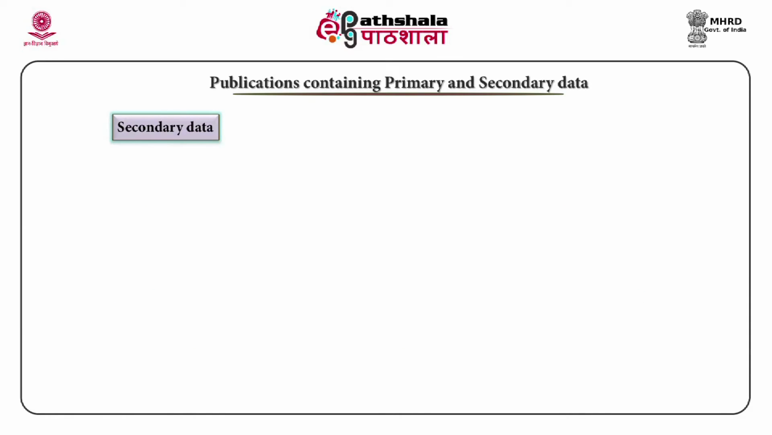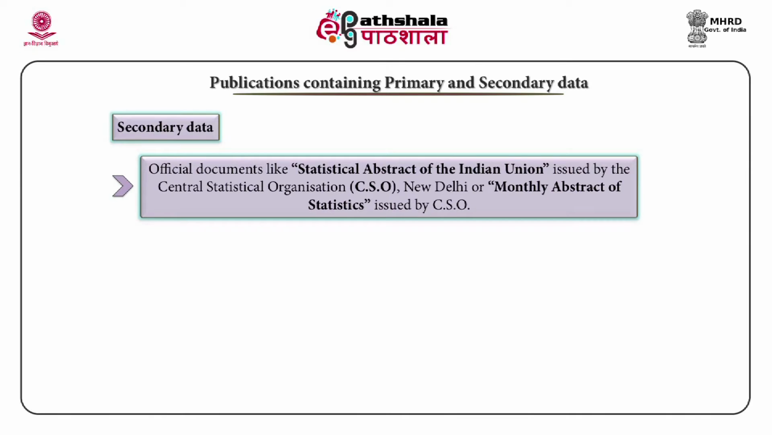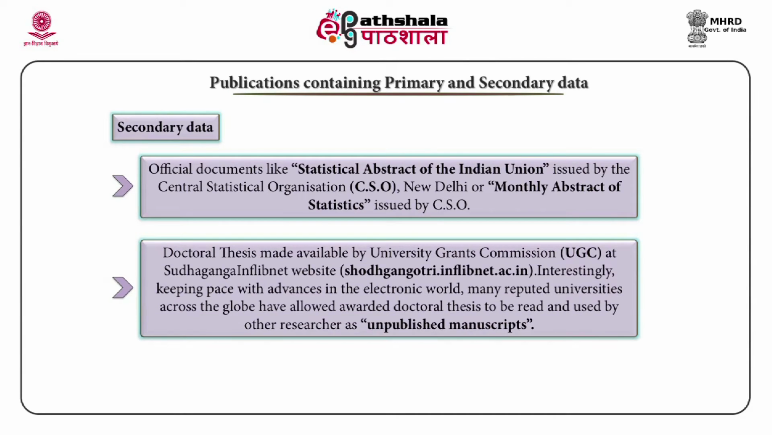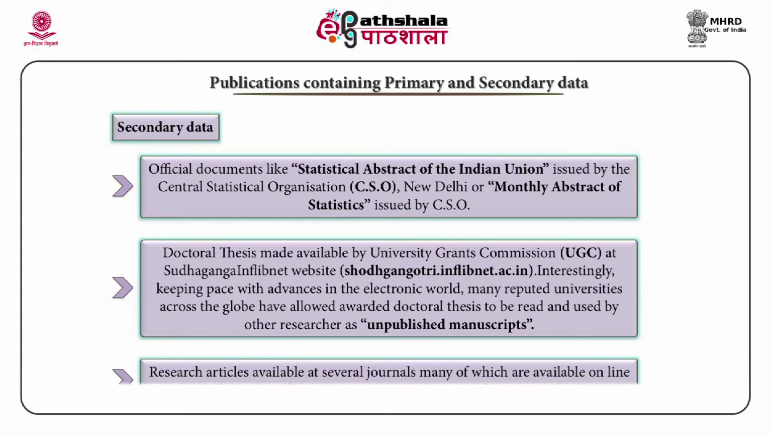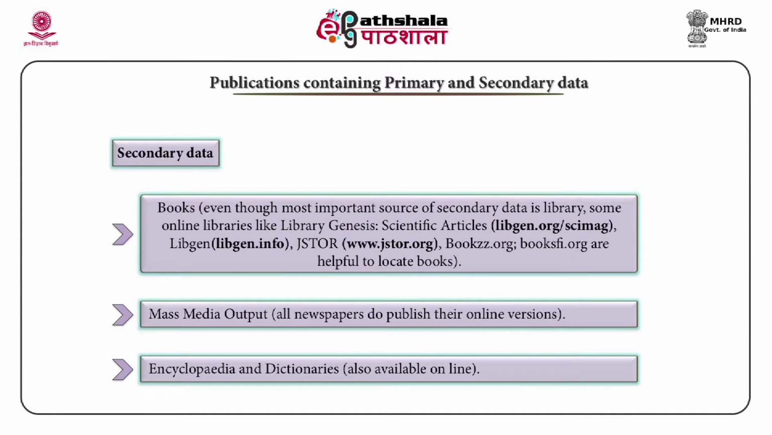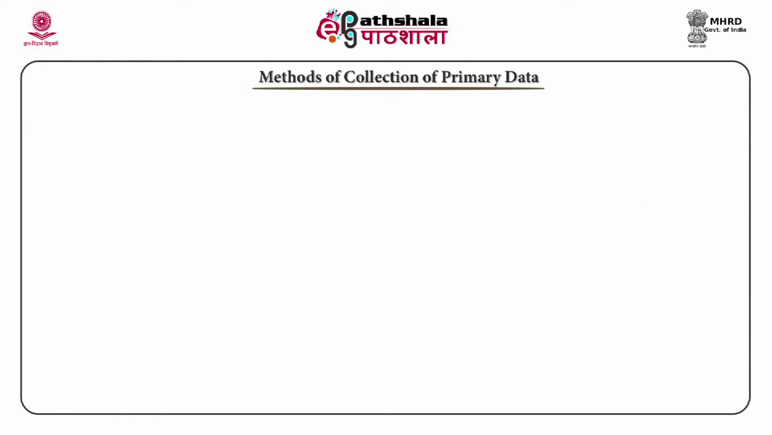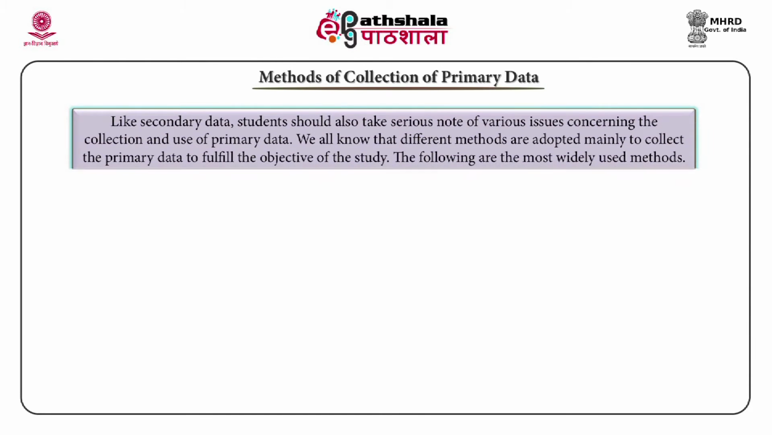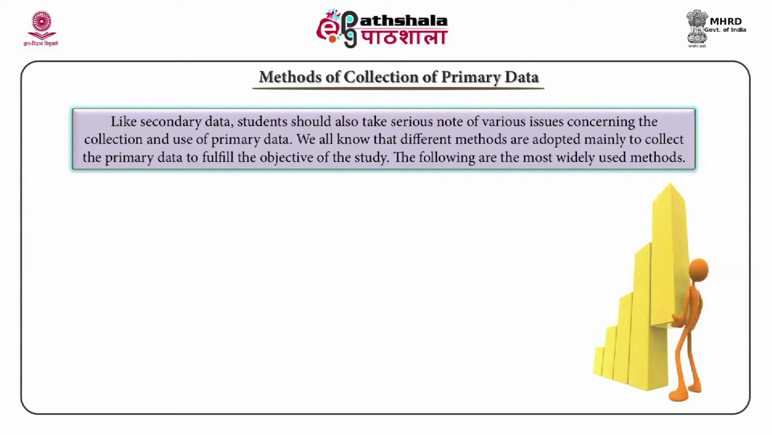And for secondary data: official documents like the Statistical Abstract of the Indian Union issued by the Central Statistical Organization, New Delhi, doctoral theses made available by the University Grants Commission at the Shodhganga INFLIBNET website, research articles available in several journals, books, mass media output, encyclopedias and dictionaries, etc. Methods of collection of primary data. We all know that different methods are adopted mainly to collect primary data to fulfill the objective of the study.